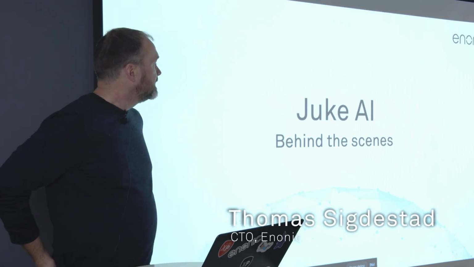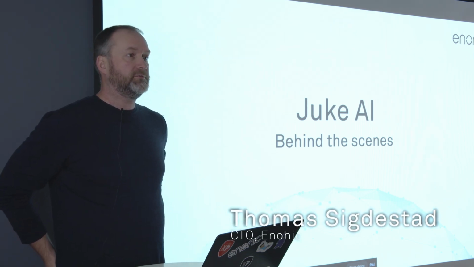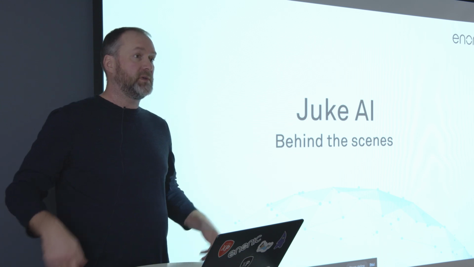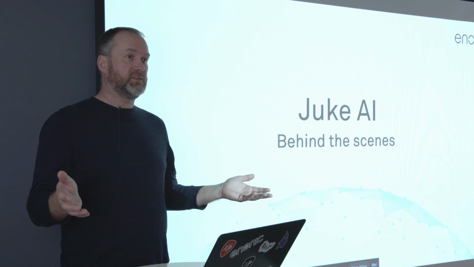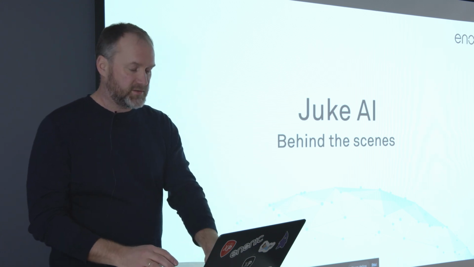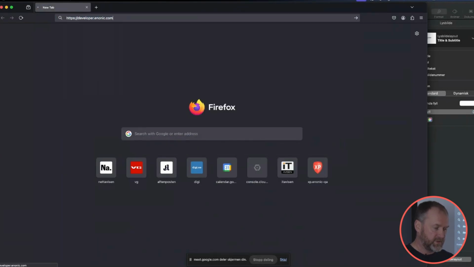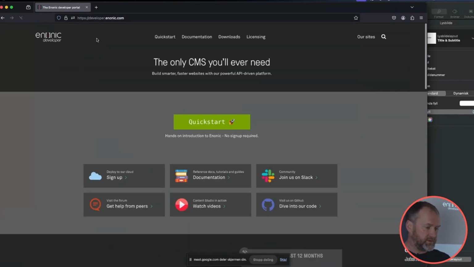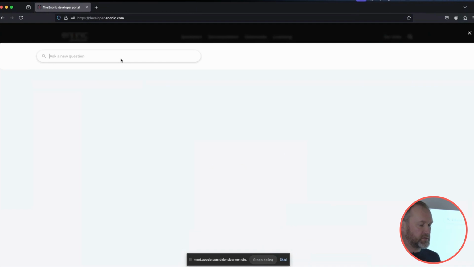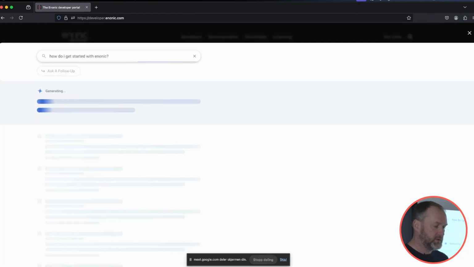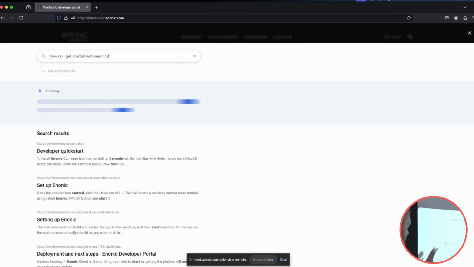So we've been working on AI focused on editors, but maybe some of you have also seen Juke on the developer portal. Have you noticed that? So I can just start by showing you that. So here is this little guy down in the corner. You can click in and you can start asking questions here about how to get started with Enonic, right? And hopefully you get some decent answers.